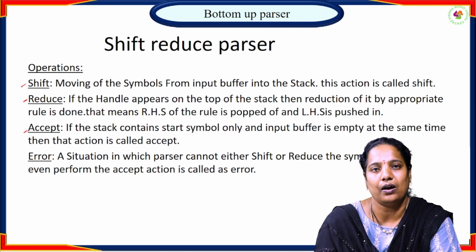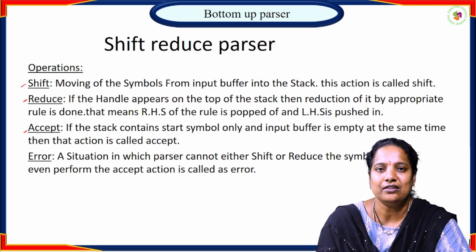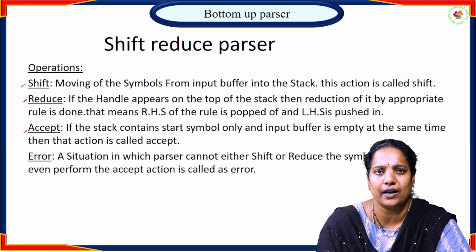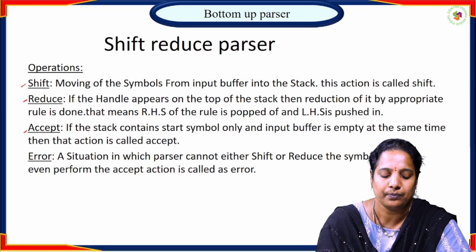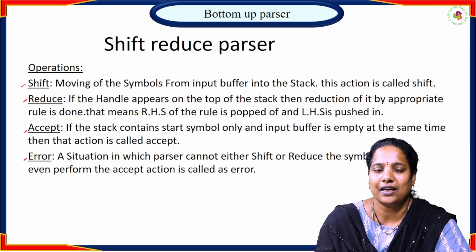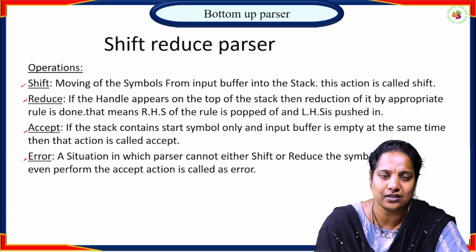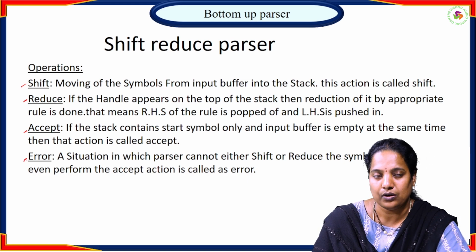The third operation is called accept. Accept means that after reading the total input, if the top of the stack contains the starting symbol of the grammar, then the operation is called accept. The last one is error. It is a situation where we cannot perform shift or reduce, or some other symbols are left in the stack, and then an error message is given to the user.